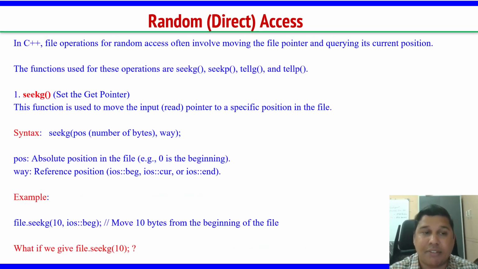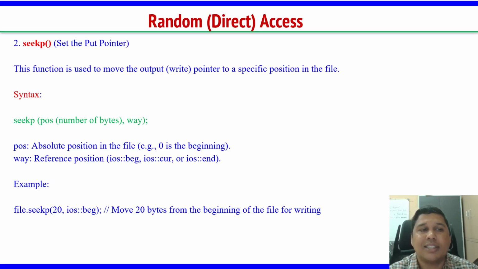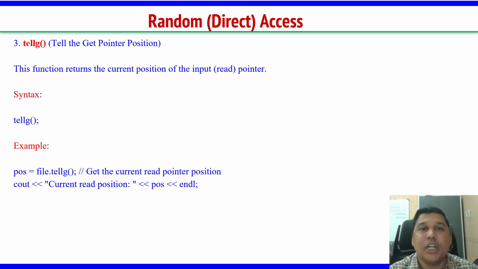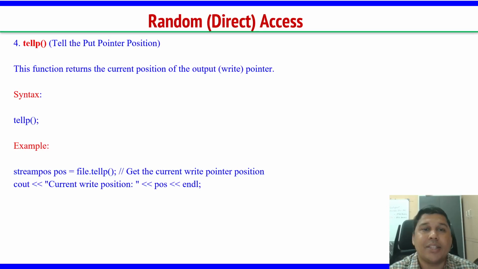So, in this we have 4 functions: seekg to move the read pointer to a certain location, seekp to move the write pointer to a certain location, tellg to know where the current read pointer is, and tellp to know where the current write pointer is. Okay. So, this is about sequential and random access of files using some functions.